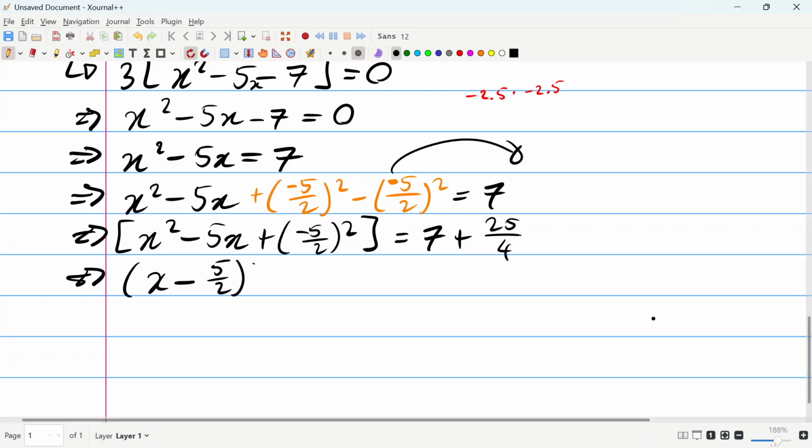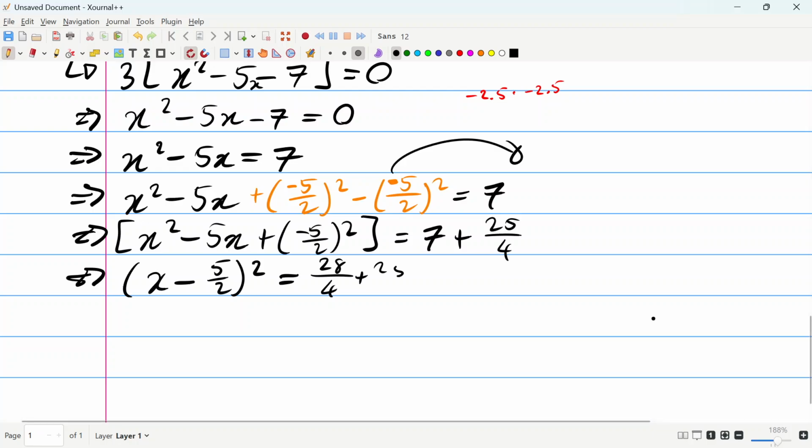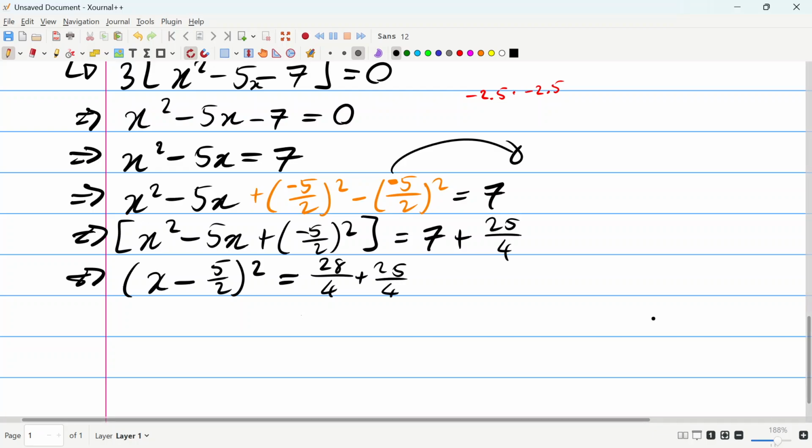And then we're going to square it because we factorized it, we completed the square. And this is just going to be equal to 7 plus 25 over 4. In order to get the denominator of 4 here, we need to multiply 7 by 4 and divide by 4 as well. So 7 times 4 is 28. So 28 over 4 plus 25 over 4 is the same thing as 28 plus 25, which gives us 53. So 53 over 4, and it's x minus 5 over 2, squared.